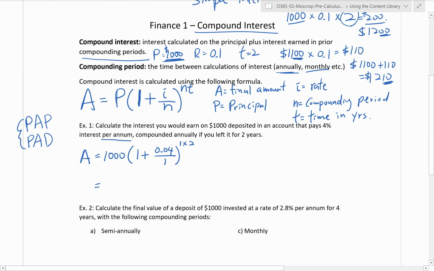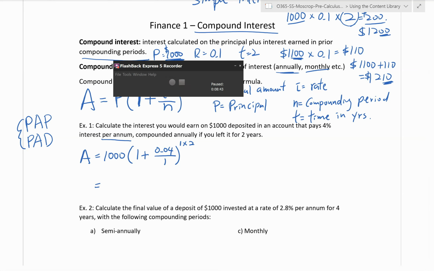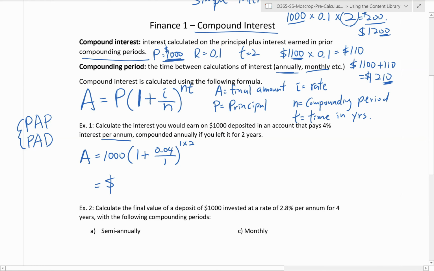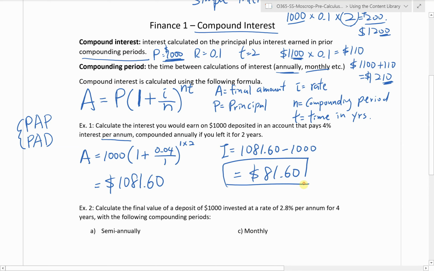And that's it. If you put this into a calculator, I don't have a calculator with me, let me go grab it, I'll be back. Okay, so if you put it into calculator, I believe you get $1,081.60. So again, the final amount is $1,081.60. That's the final amount, but we're looking for the interest. So to find the interest, you simply take the amount you get at the end minus the initial amount that you invested, which is $81.60, and that is your interest.